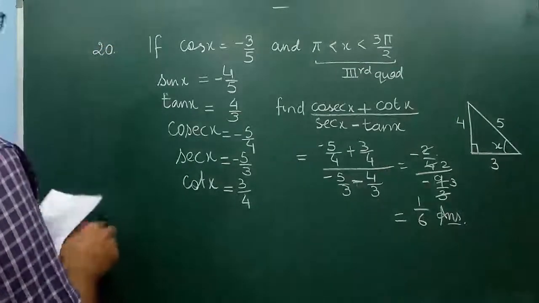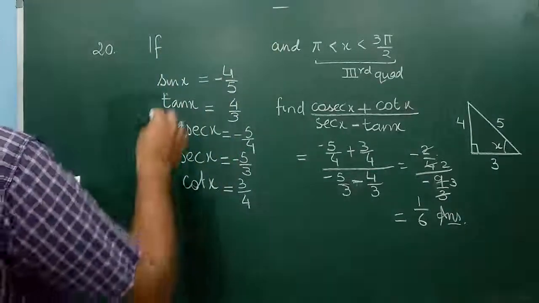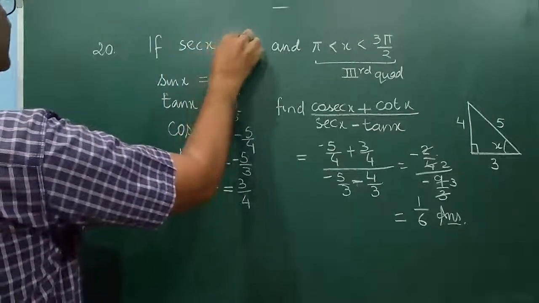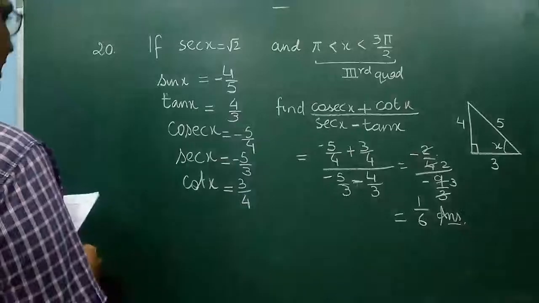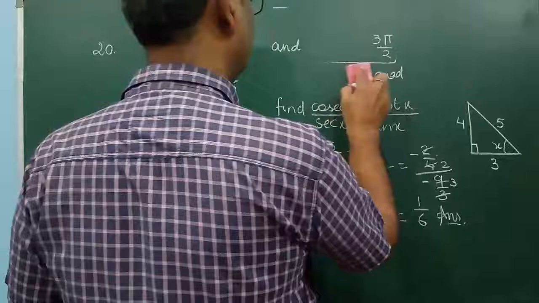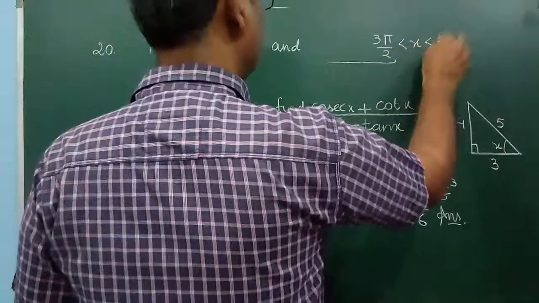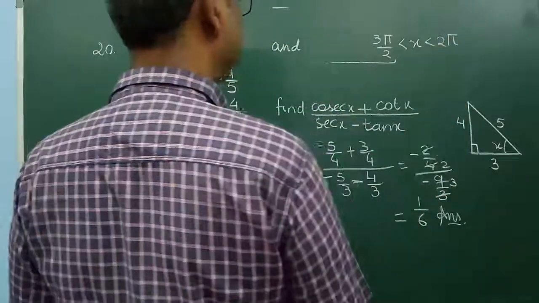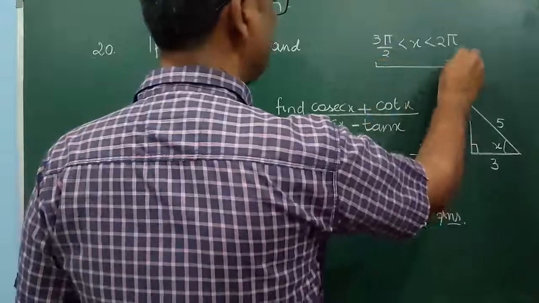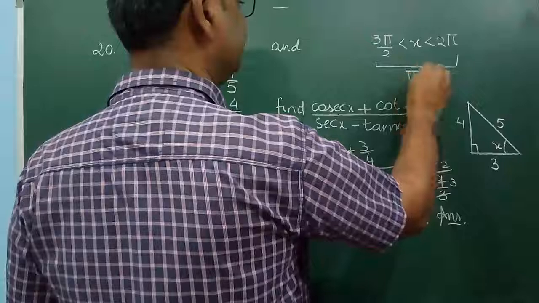Now we will be doing the 20th question. It is given if sec x equal to root 2 and 3 pi by 2 is less than x is less than 2 pi. Now which quadrant we are having? This is 270 to 360, means this is the fourth quadrant.